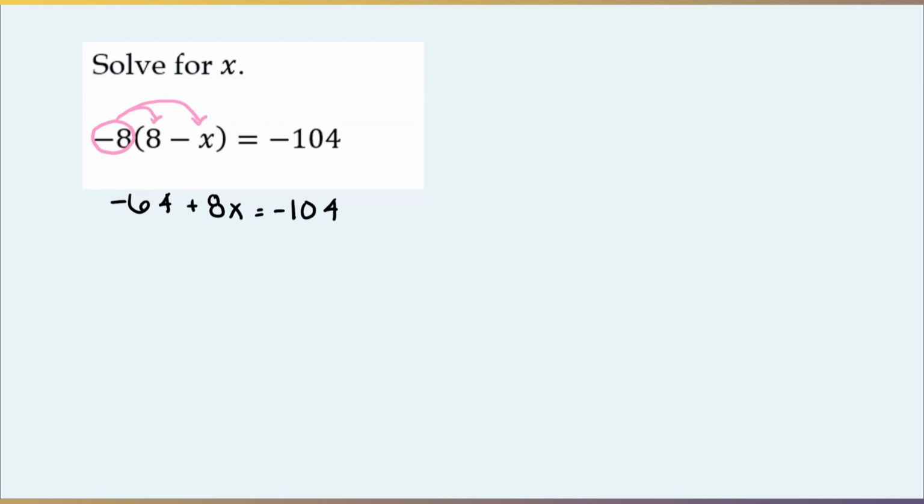From here, to get x by itself, we want to use our inverse operations. So I'm going to add 64 to both sides because we want to keep our equation balanced. So we're left with 8x equals -40.